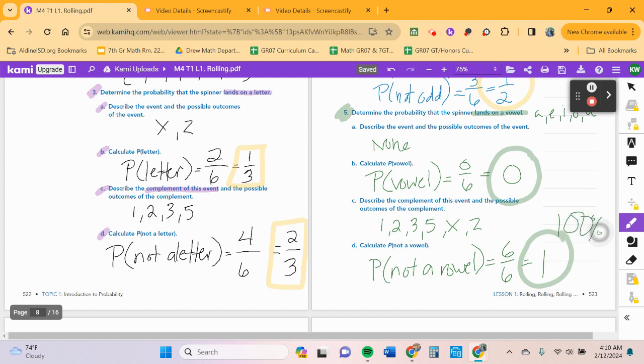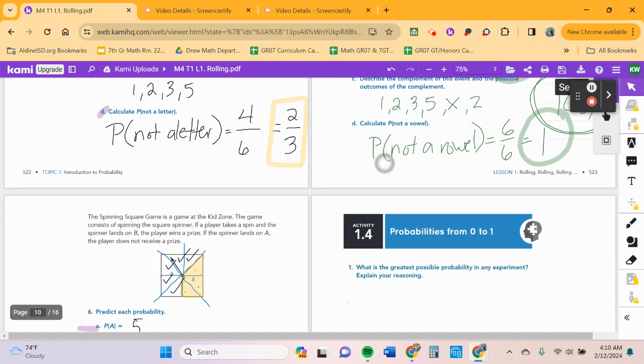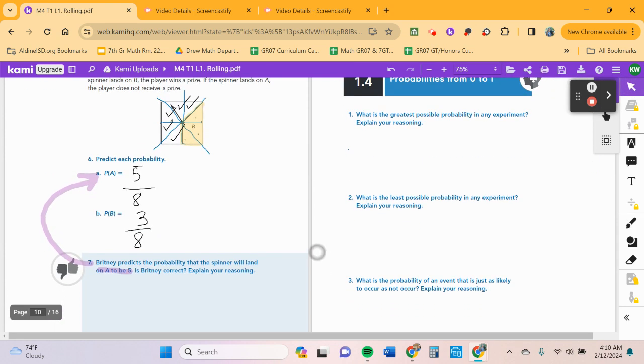of the time, that spinner was going to land on not a vowel, okay? And the probability of that was 6 out of 6. Now, if Brittany is saying that it is 5, that's essentially saying that if I were to spin it 5 different times, every single time it's going to land on A, but that's not true. So, is she correct? Not all the way. What she should have said is the probability will be 5 out of 8. 5 out of 8 are her chances.